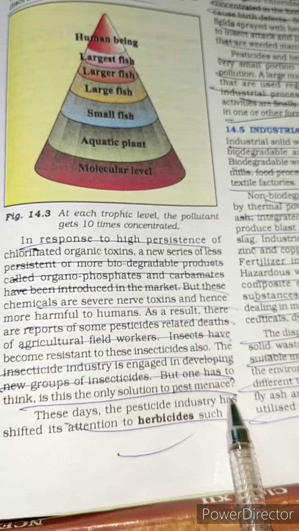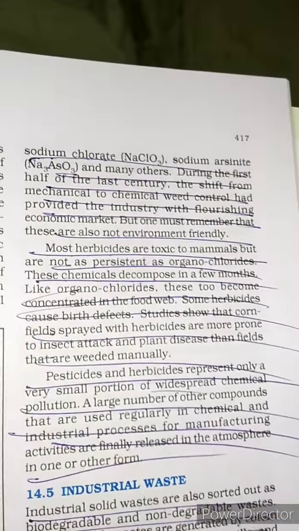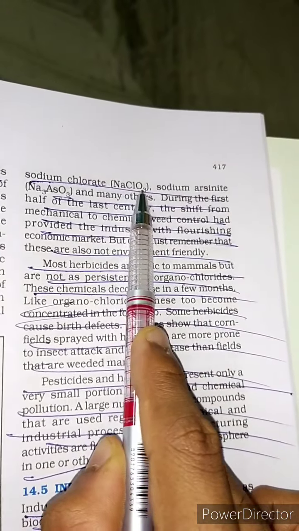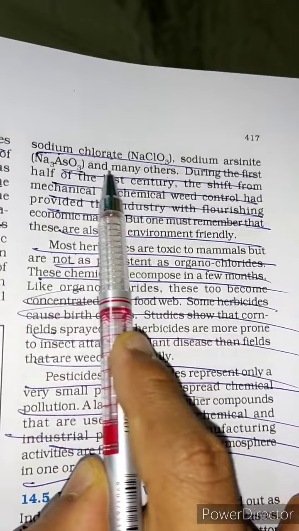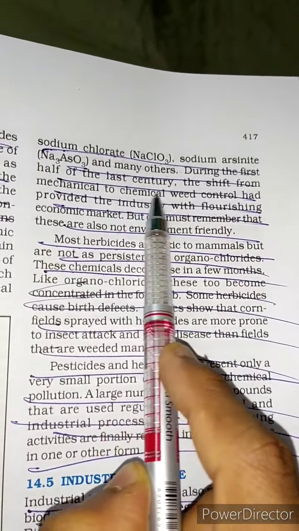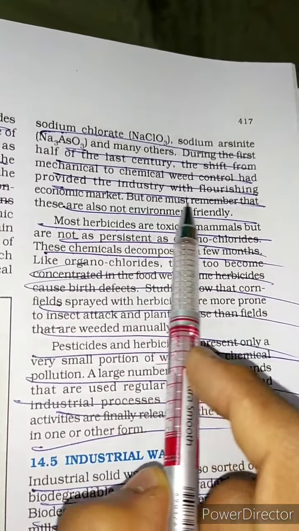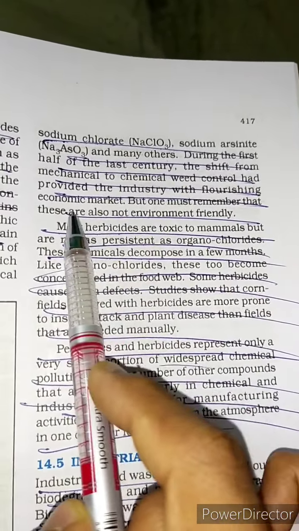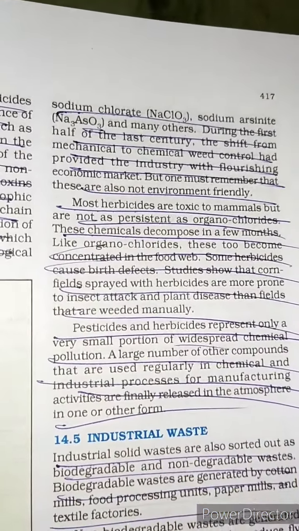These days, the insecticide, that is pesticide, industry has shifted attention to herbicides such as sodium chlorate NaClO3, sodium arsenite Na3AsO3, and many others. During the first half of the last century, the shift from mechanical to chemical weed control had provided the industry with a flourishing economic market. But one must remember that these are also not environment friendly.